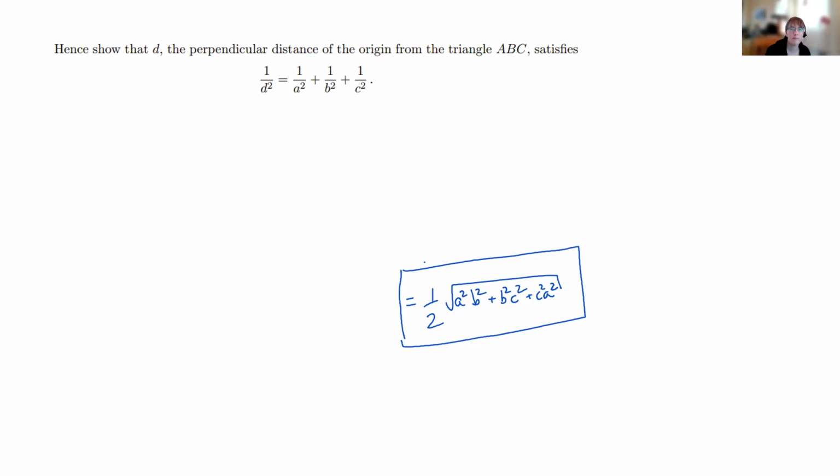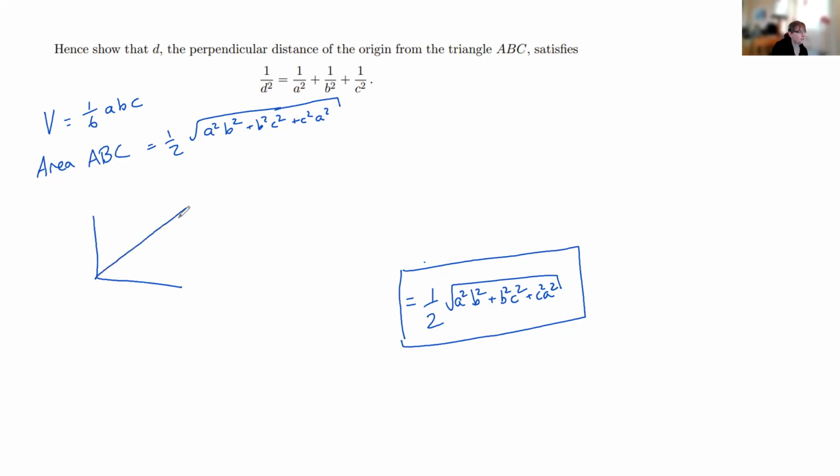Okay, so what we found out so far is we know that the volume is 1/6 ABC, and we know that the area of ABC, the triangle, is equal to 1/2 square root of A squared B squared plus B squared C squared plus C squared A squared. That square root should go all the way to the end. And thinking back to our tetrahedron, I've drawn it slightly exaggerated this time.